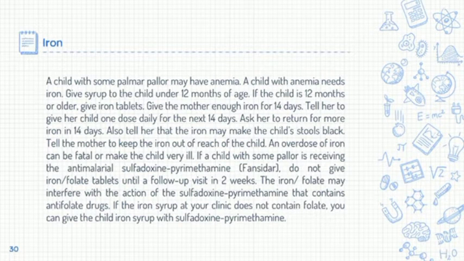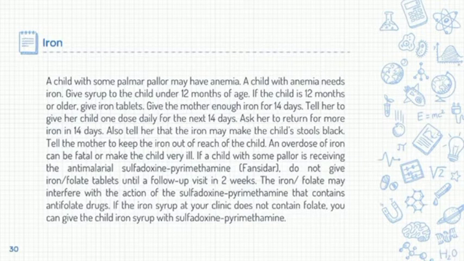A child with some palmar pallor, which is when the skin of the child's palm is pale, may have anemia, which is a condition in which a person lacks enough healthy red blood cells that carry adequate oxygen to the body's tissues. So, a child with anemia needs iron. Give syrup to the child under 12 months of age. If the child is 12 months or older, give iron tablets.